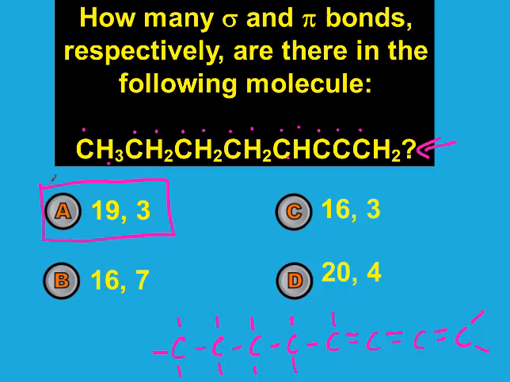If you said 19 sigma and 3 pi, you are correct. So our 3 pi were 1, 2, 3. All the other lines that we drew were our sigma bonds. Make sure that you have this structure drawn in your notes.